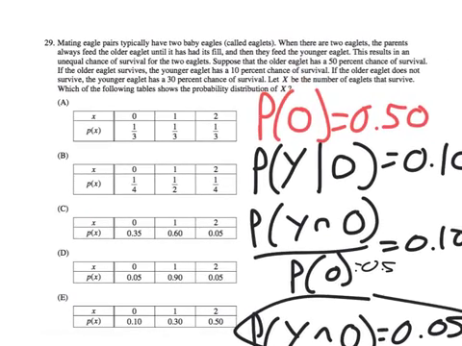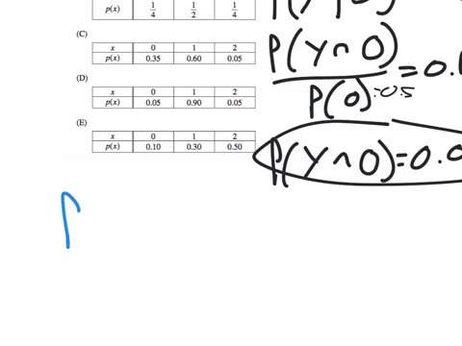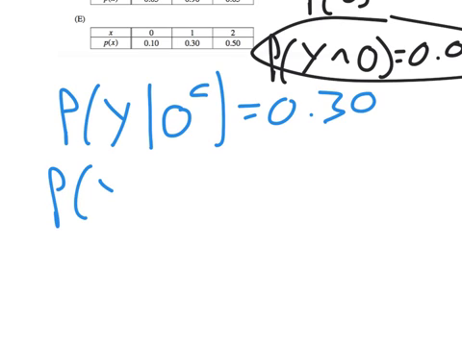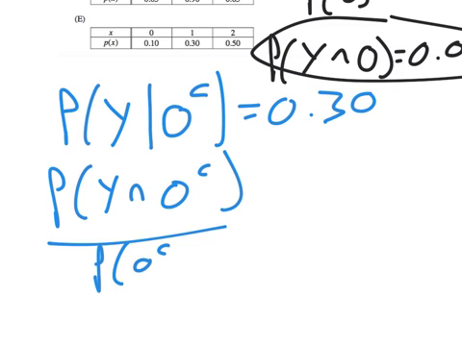But one last fact we haven't dealt with is this 30% fact right here. It says if the older eaglet does not survive, so O complement, the younger eaglet has a 30% chance of survival. Okay, so if the young eaglet has a 30% chance of survival if the O event does not happen, so the O complement, or sometimes it's an apostrophe, that probability was 0.30. So, again, using the conditional formula, the probability of Y intersect O complement divided by the probability of O complement equals 0.30.